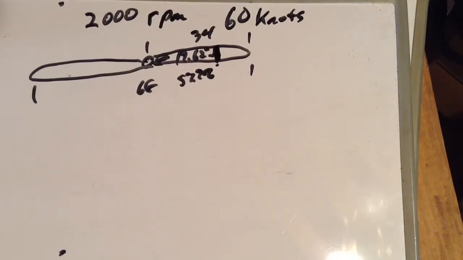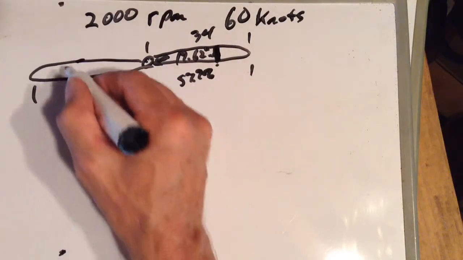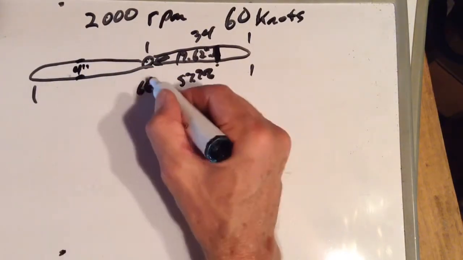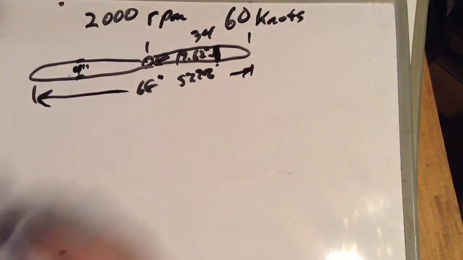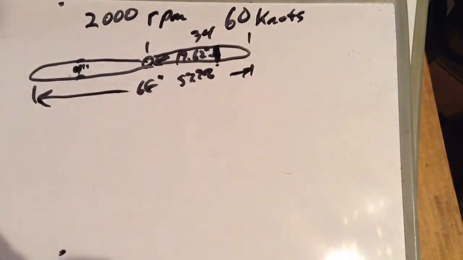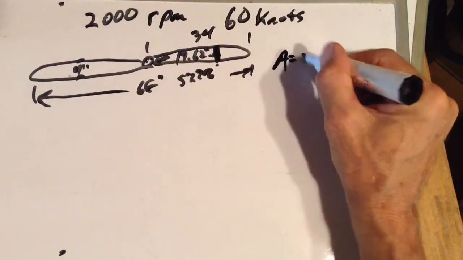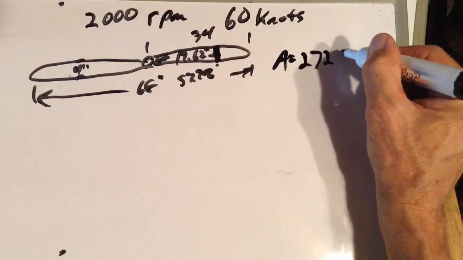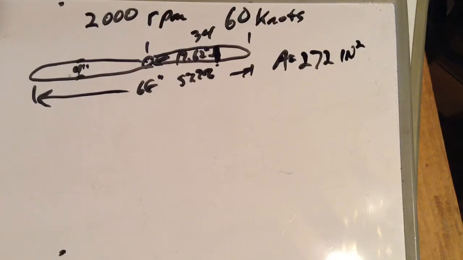Let's assume that the propeller's area equals its chord times its diameter. We figured it was 4 inches chord from there to there on average. Its diameter was 68 inches, there to there. So its area is going to be that times that, 4 times 68 inches squared, or 272 square inches. That's what you get when you multiply 4 times 68.